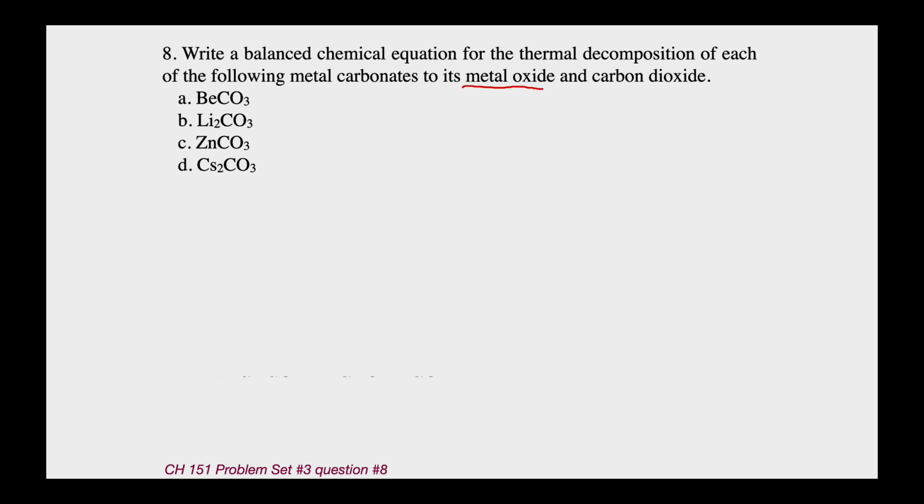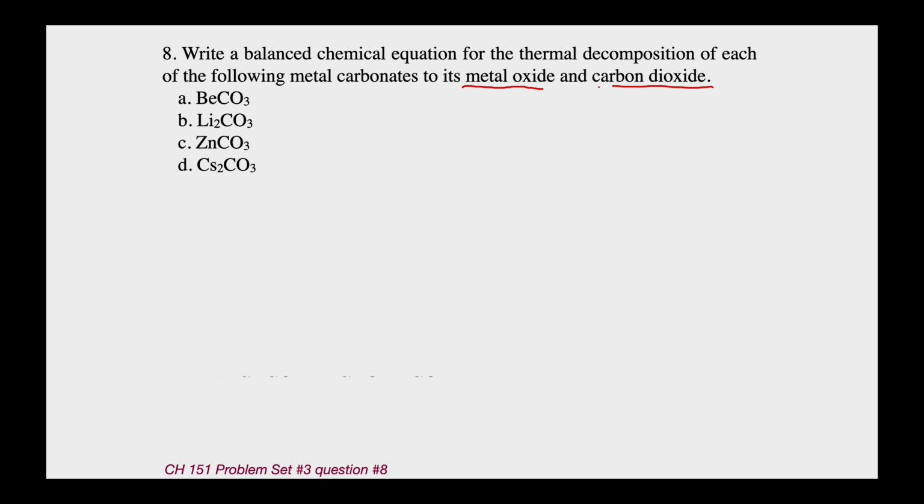a metal oxide and carbon dioxide. So let's figure out what the balanced chemical equation is going to be for each one of these doing that, all right? And it's not too difficult. You have the metal carbonate as the reactant, and the metal, whatever it is, going to be connected to an oxygen on the product side plus CO2.